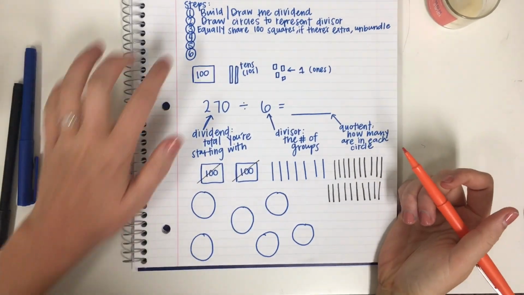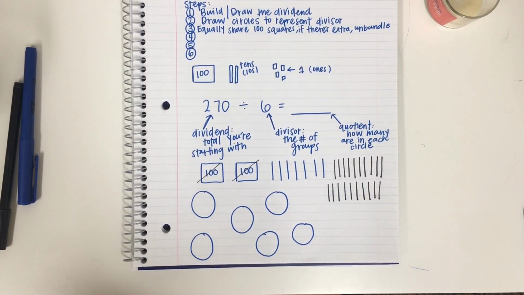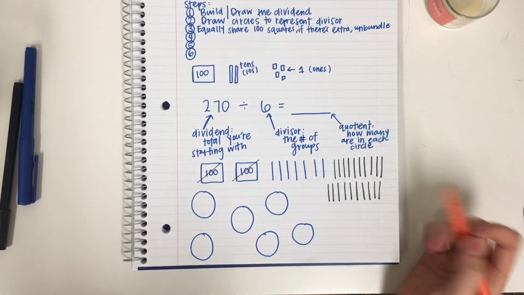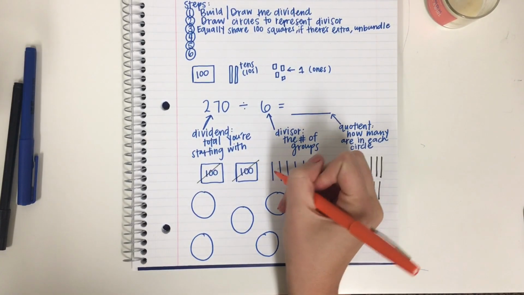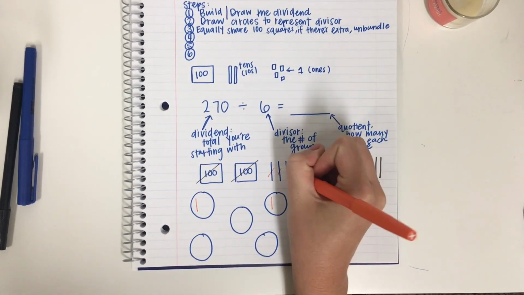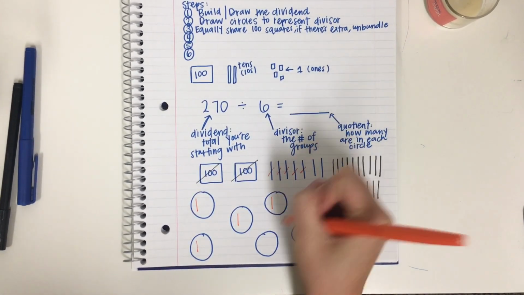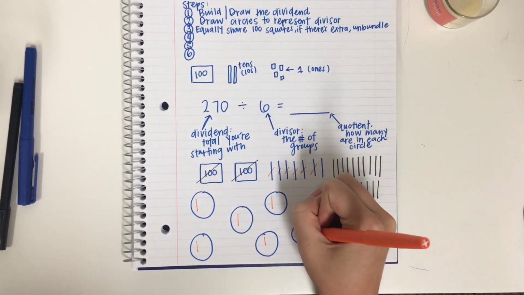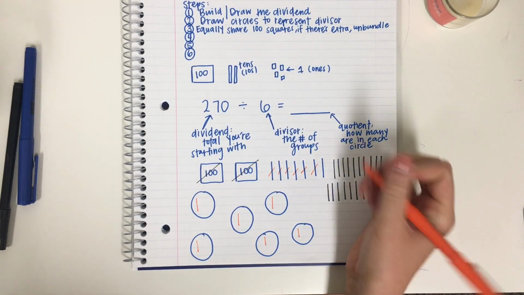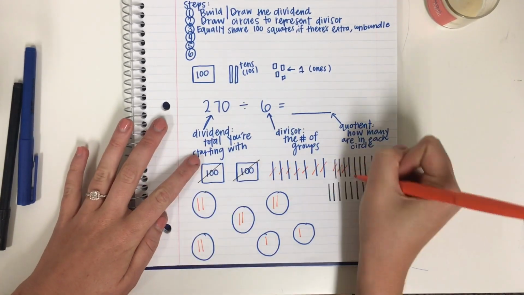Okay, so now since I couldn't equally share my 100 squares, I had to unbundle, and now I need to put my 10s into my circles or my divisor groups, okay? So I have 1, 1, 1, 1, 1, 1, okay? Now I have 2, 2, 2, 2, 2, 2.